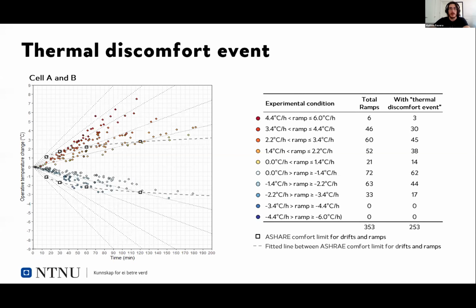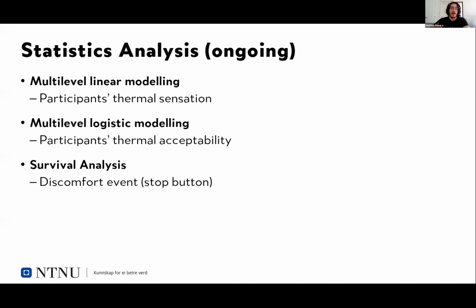48% are. To analyze participant thermal sensation and acceptability, a multilevel logistic modeling will be used, while to model the discomfort event, a survival analysis has been selected. And after the analysis of this collected data, it will be possible to understand the limits of human thermal acceptability under different temperature variation before voluntary adaptation mechanisms or actions are taken. Thank you very much for your attention.